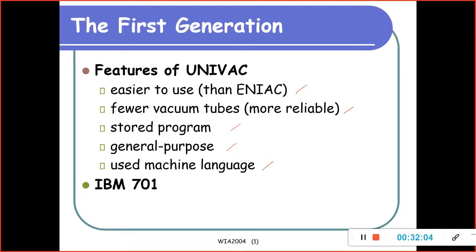IBM 701. This is the machine, the model of the first generation computer, I mean the modern ones after the vacuum tubes. And IBM 650. Because of these two products, I think that's how IBM really became a successful international business company.